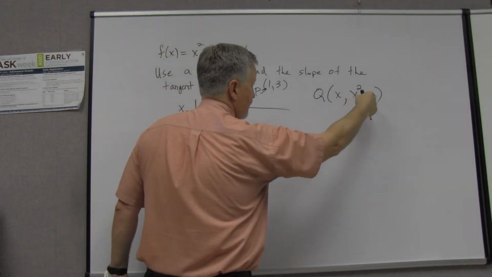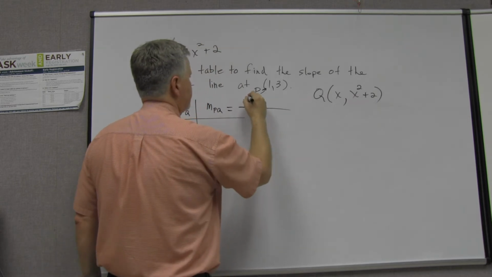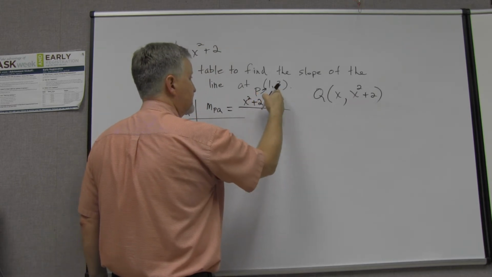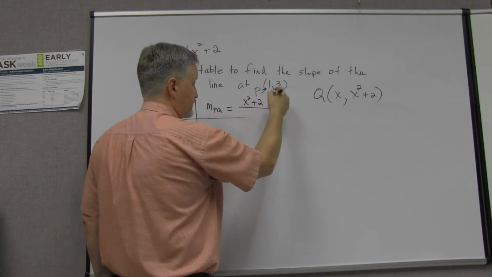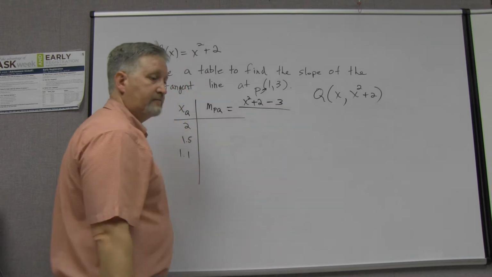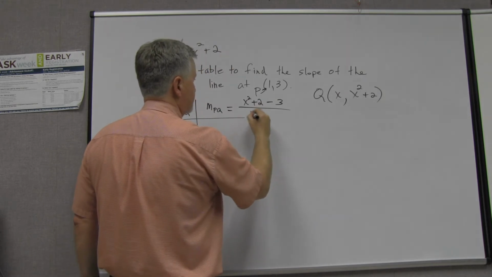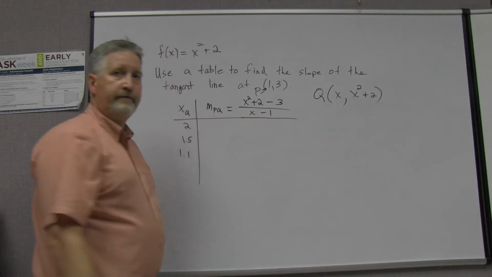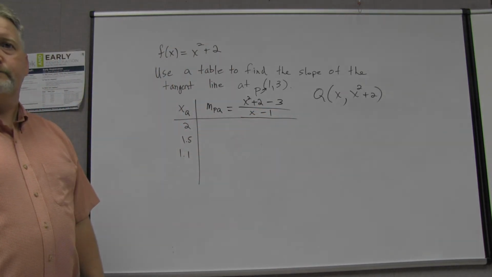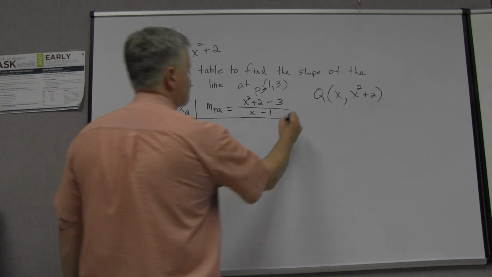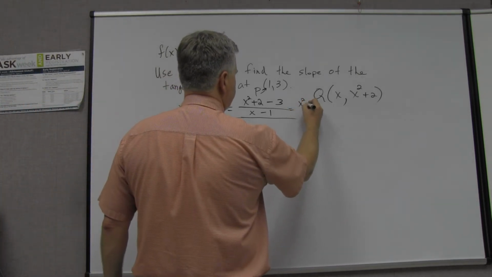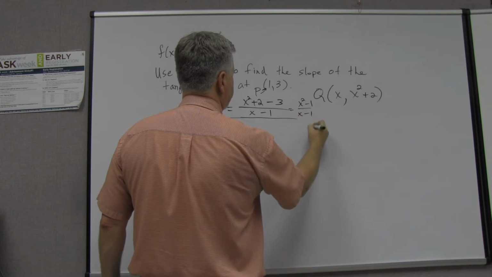Difference of the Y's, so I take Y2, X squared plus 2, minus Y1, the first Y, 3. And then divide that by the difference of the X's, so it'd be X minus 1. Okay? So that's, if I simplify, X squared minus 1 over X minus 1.